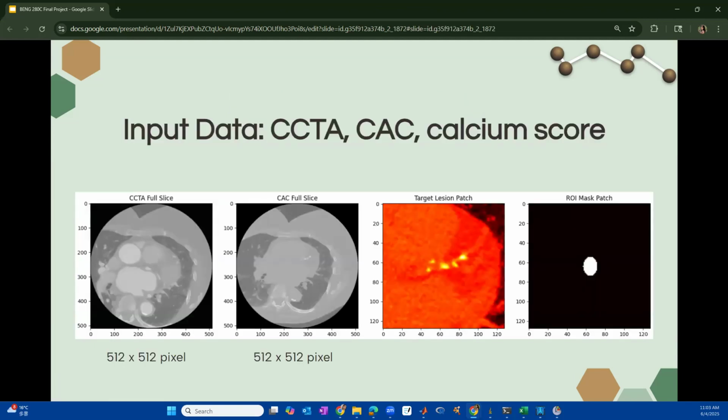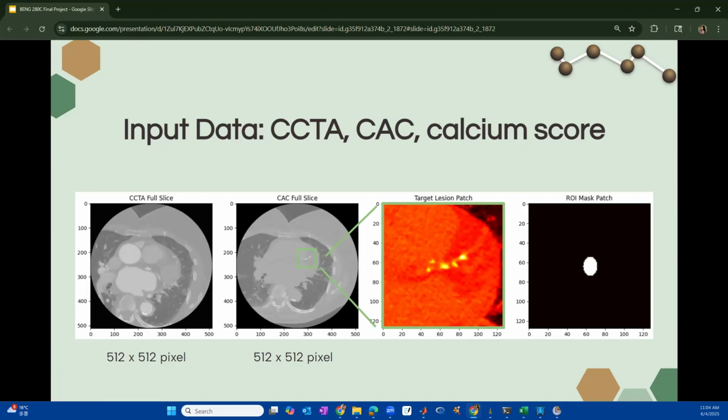Now that we have preprocessed everything, we'll work with three key inputs: the CCTA scan, the CAC scan, and a zoomed-in calcium lesion patch defined by the ROI mask. Like Cassie said, we wrote a MATLAB script that takes both the CCTA and CAC images, each at 512 by 512 resolution, and uses the ROI mask to find the center of the lesion. From there, we extract a smaller 128 by 128 patch around the lesion.